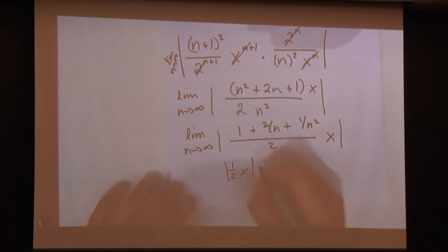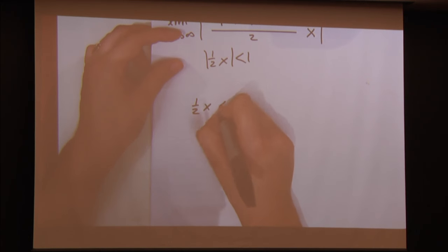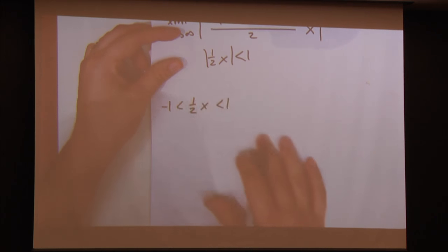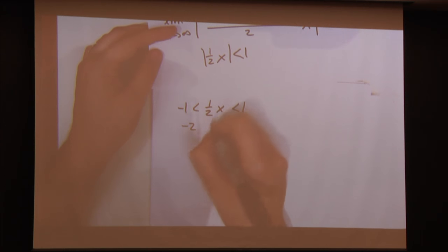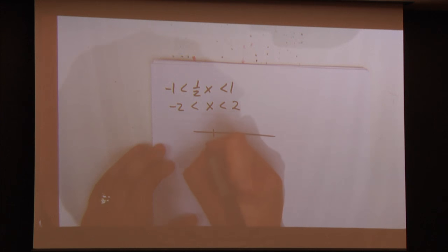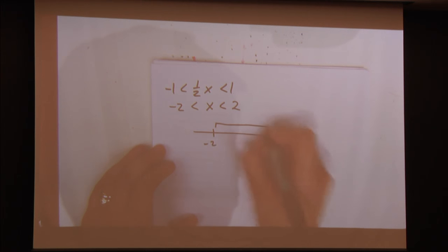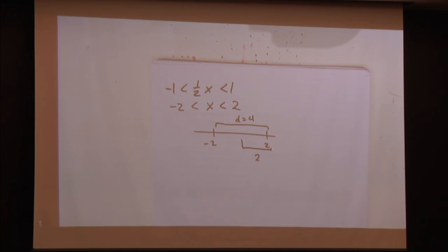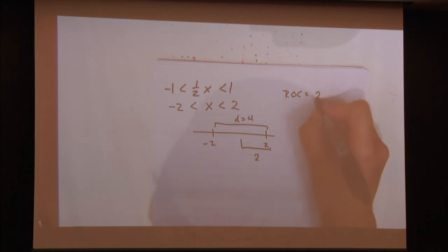If it's less than 1. We need to find out when this bad boy is less than 1. So 1/2 x needs to be less than 1, or greater than negative 1. Multiply both sides by 2. Let me double check before I make a declarative statement. We are good. Therefore, the radius of convergence, from -2 to 2, the total distance is 4, so half the distance is 2. That's kind of obvious in this case. It's not always going to be obvious. So the radius of convergence is going to be equal to 2.